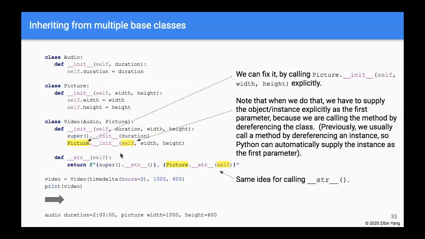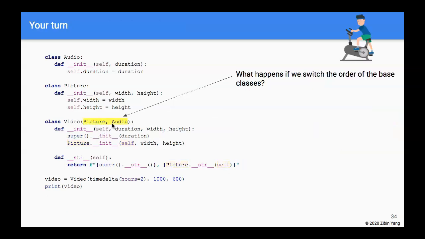Now I have a little exercise for you. In our current multiple inheritance example, we put audio as the first base class and picture as the second base class. What if we switch the order? What if we put picture first and audio second? What do you think is going to happen?